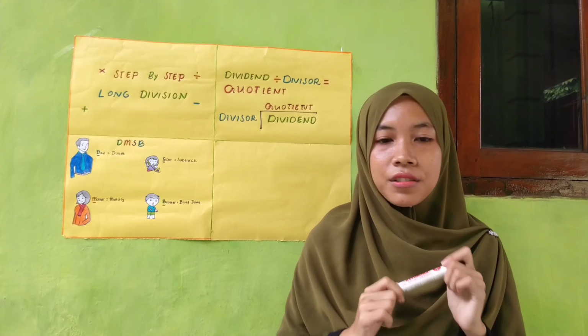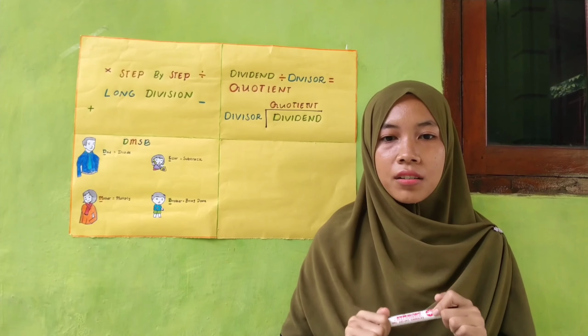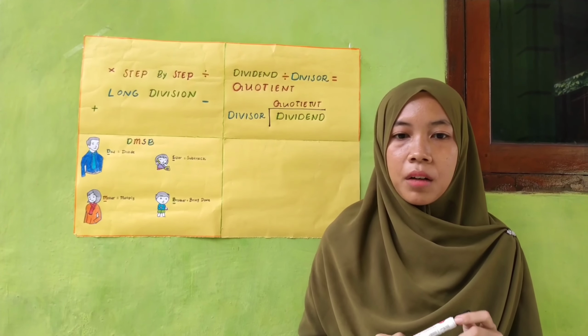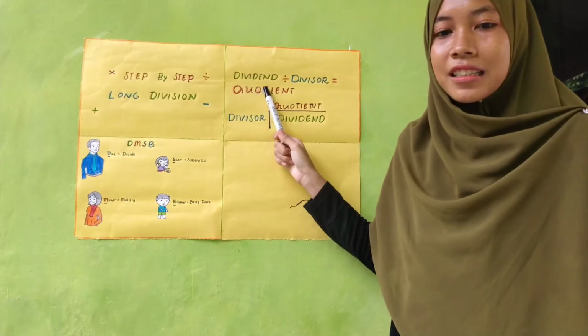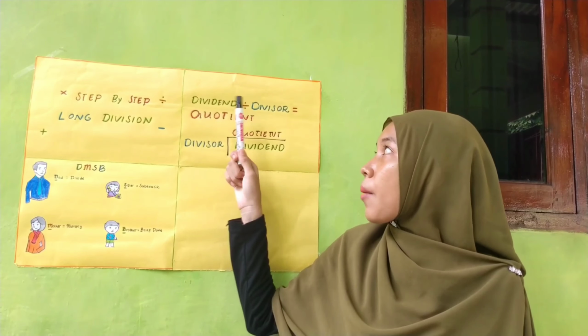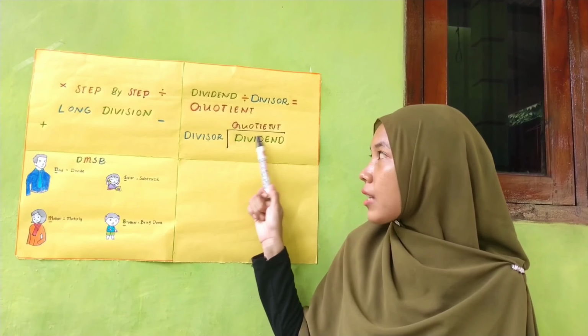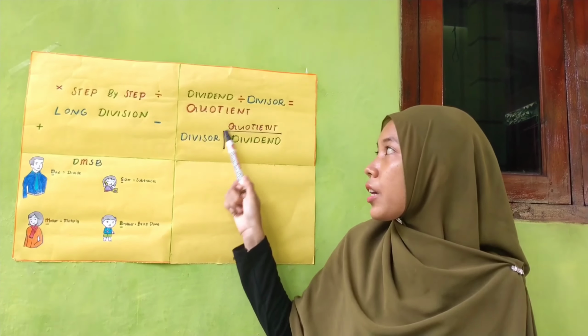How to write it down? First, you have to write the problem in long division format. A typical division problem looks like this: dividend divided by divisor equals quotient.